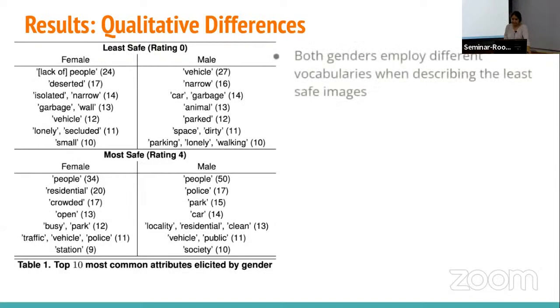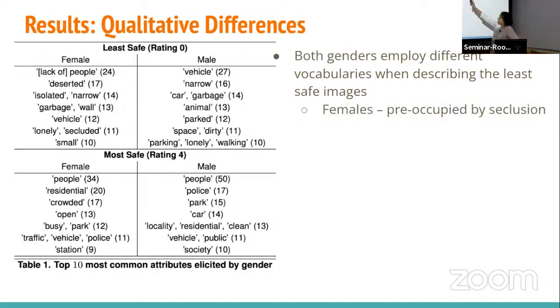So let me first give you the results and then describe them. Both genders employ different vocabularies, especially when describing the least safe images. So we'll talk about that. Females are preoccupied by seclusion, right? So you see lack of people, deserted, isolated, lonely, secluded, and this is just in the top 10. For men, you see none of that till at the bottom you see lonely. So when you're talking about least safe, women are just always thinking about this eyes on the street phenomenon we are seeing here.